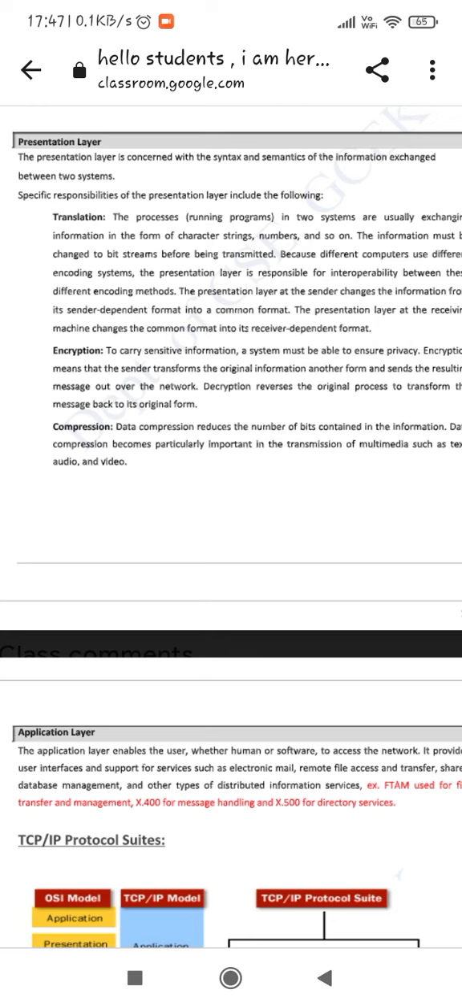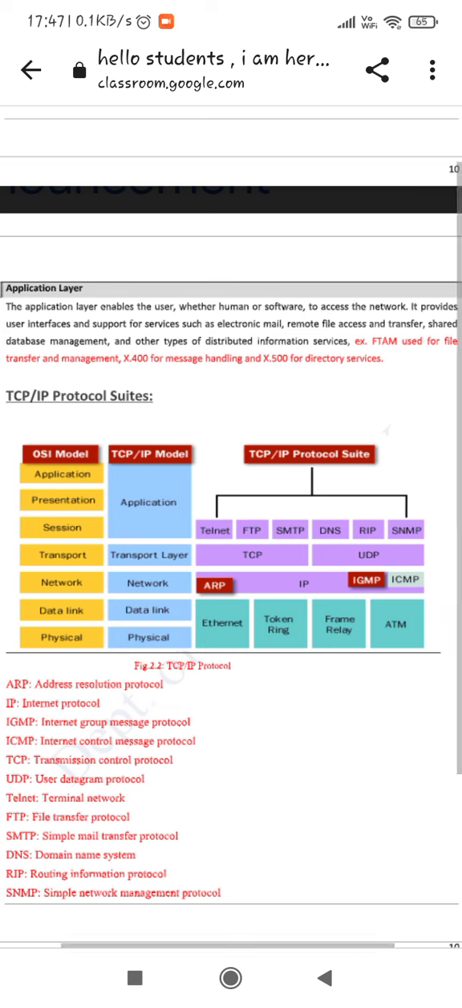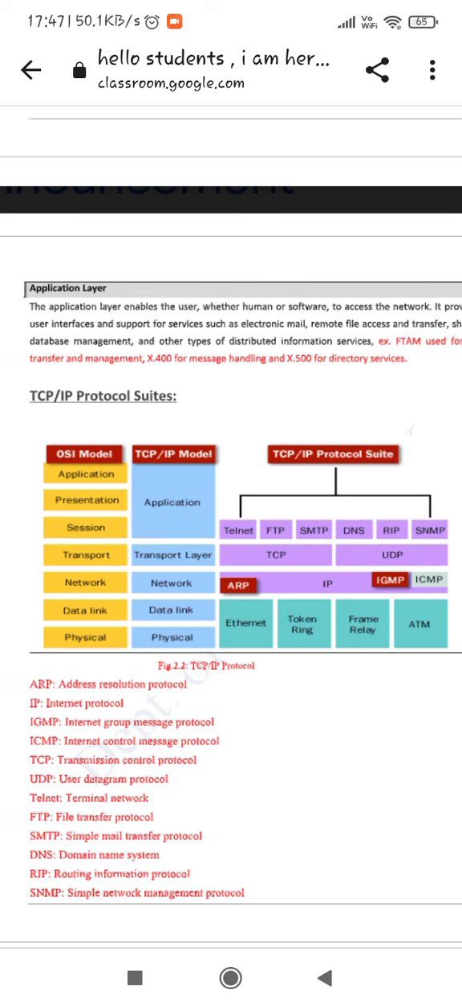उसको अगर डेटा हमारे मीन्स उसकी जो बिट्स है, नंबर ऑफ बिट्स को जो इन्फॉर्मेशन हमारी कंटेन करती है उसको डेटा को कंप्रेस करना. Our seventh and the last layer of the OSI model is the application layer.